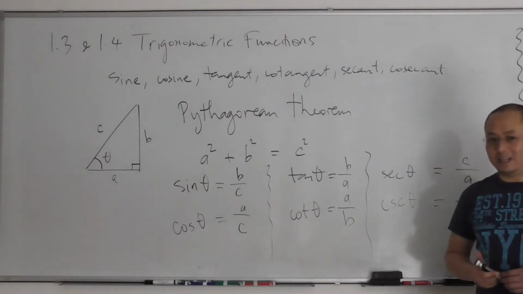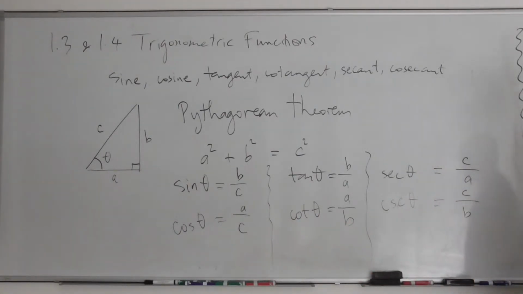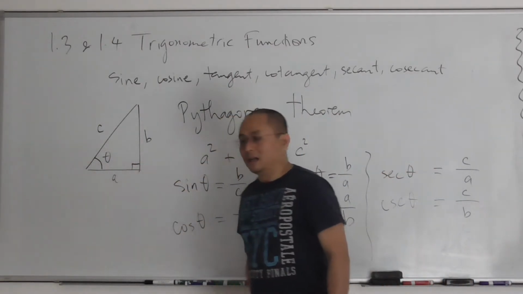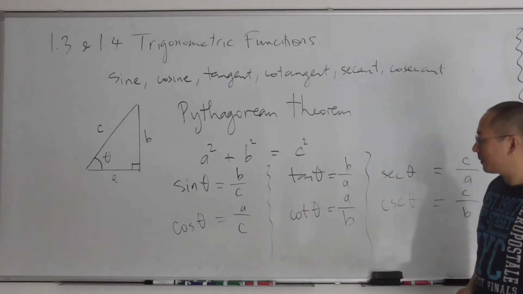So basically, in our entire course, we're going to play around with those 6 basic trig functions: sine, cosine, tangent, cotangent, secant, and cosecant. We introduce them by starting with the right triangle, and we have it.